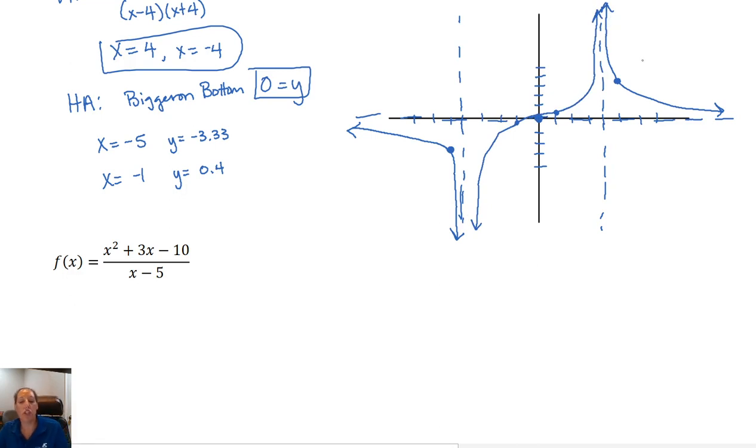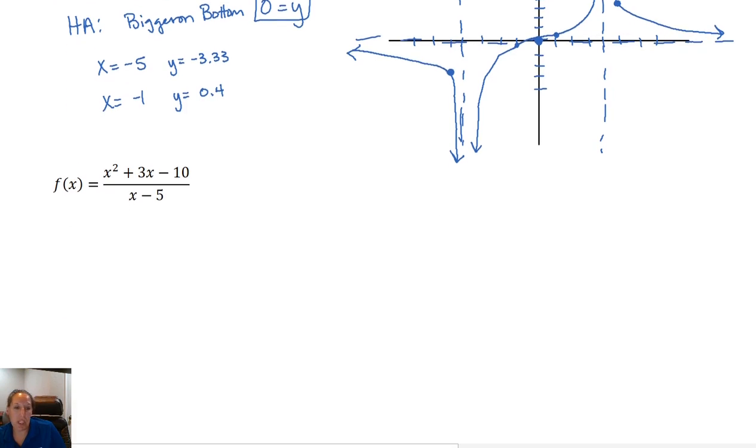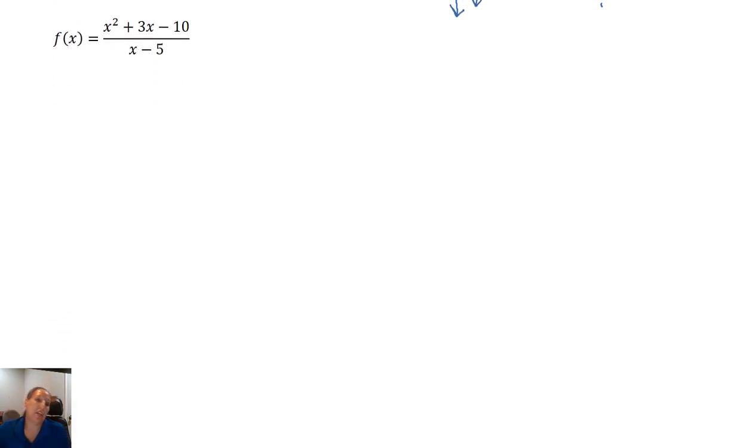All right, if you're unsure of the shape of your graph, all you got to do is plot some more points and it gives you a better picture. All right, now we're going to do the same thing with the function f of x equals x squared plus 3x minus 10 all over x minus 5.